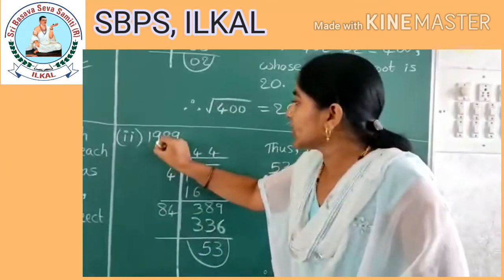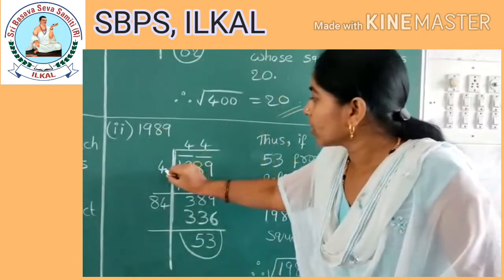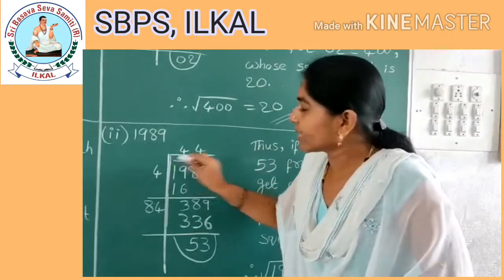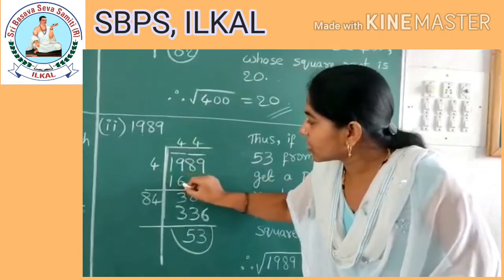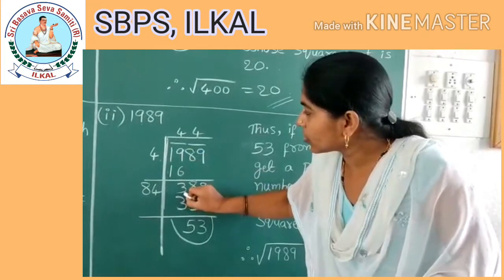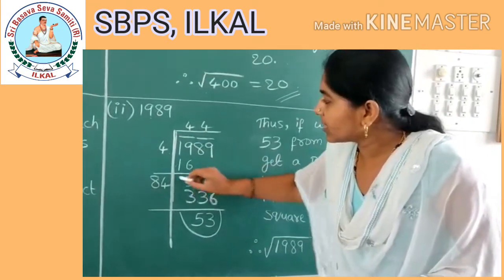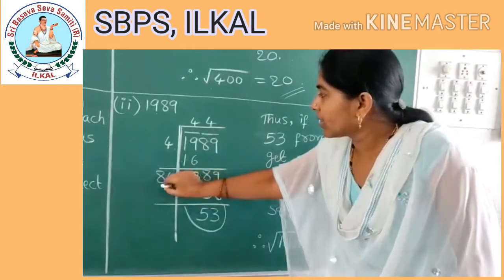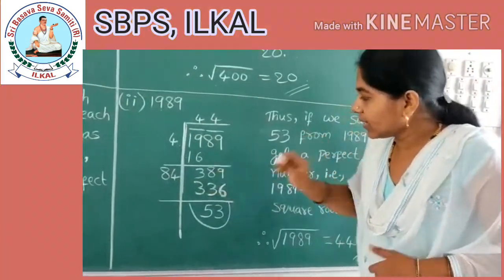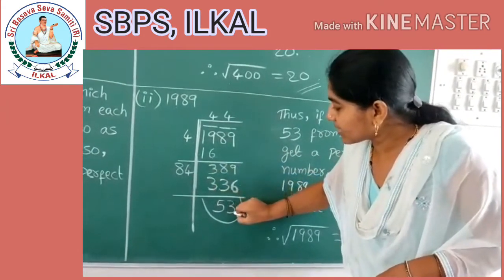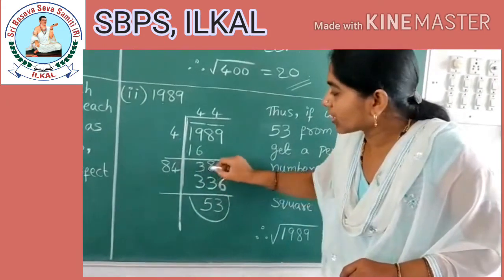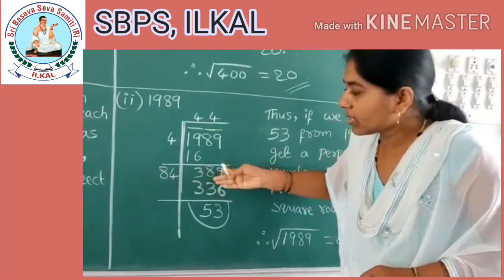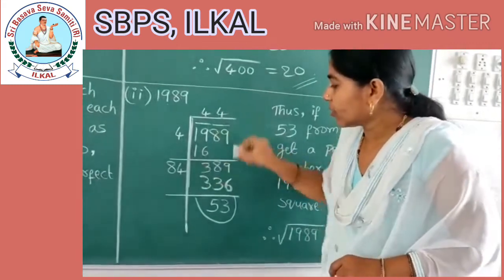Next one, 1989. Here, two digits, we have to put a bar, meaning two digits at a time we have to consider. 4 fours are 16, children. 19 minus 16 is equal to 3. Next two digits you consider. 4 plus 4 is 8. Okay, next 4 fours are 16. 8 fours are 32 plus 1 is 33. 389 minus 336 gives 53. Because it is not a square number, children, that's why. And 5 fives if I considered, it will be beyond 389. Okay, then I considered 4 fours.